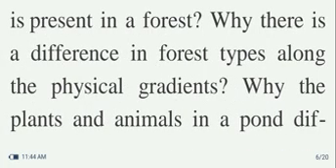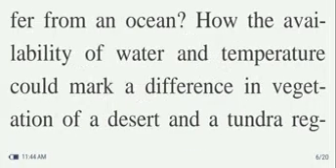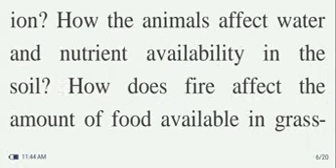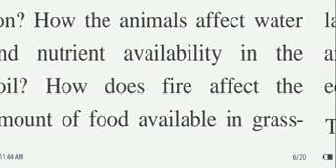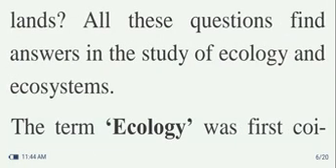Why is there a difference in forest types along the physical gradient? Why do the plants and animals in a pond differ from an ocean? How could the availability of water and temperature mark a difference in vegetation of a desert and a tundra region? How do animals affect water and nutrient availability in the soil? How does fire affect the amount of food available in grasslands? All these questions find answers in the study of ecology and ecosystems.